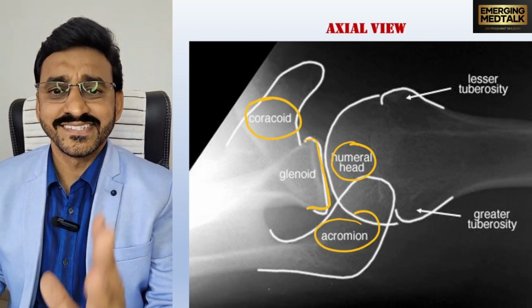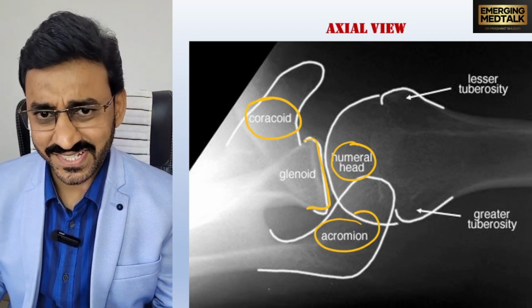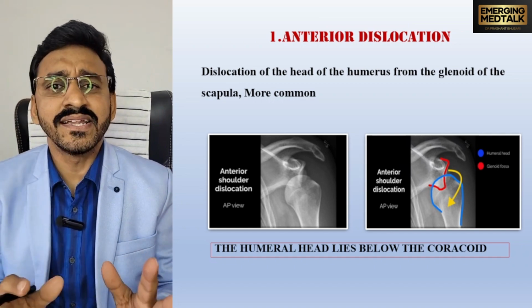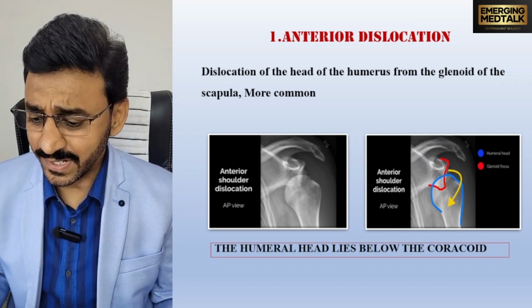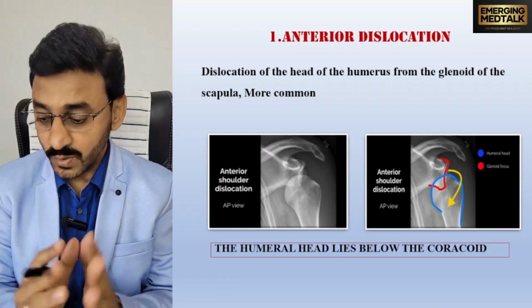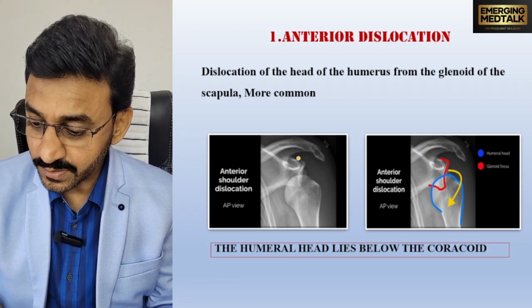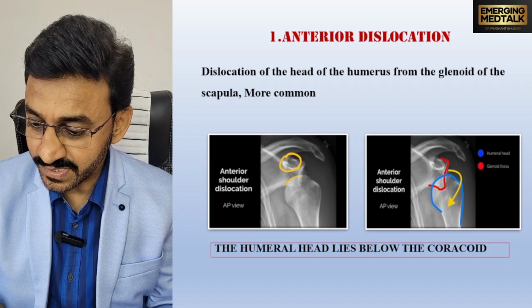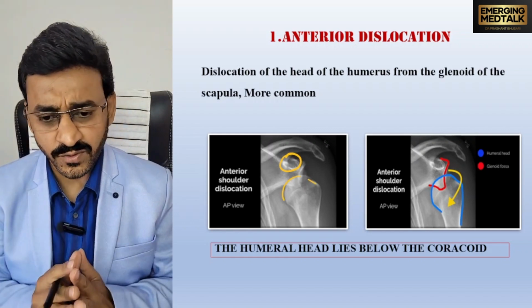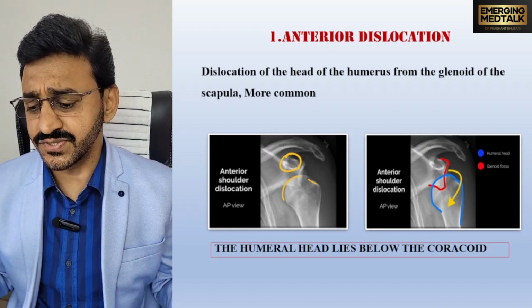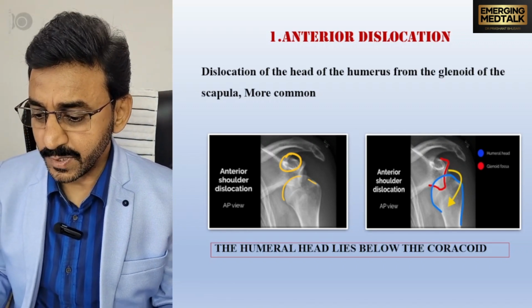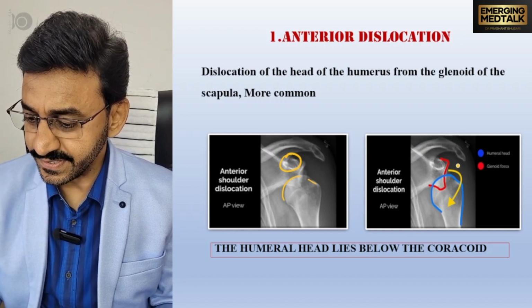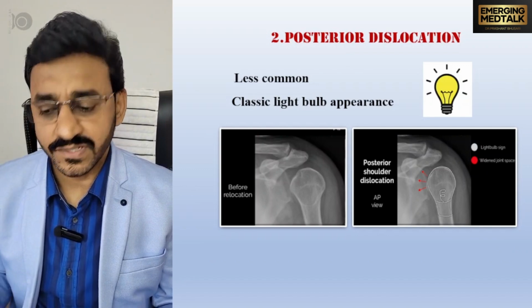Then we'll see some clinical conditions in brief. Very commonly there is anterior dislocation, more than 95%, and we can see the humeral head lies below the coracoid. Here is the coracoid process, here is the humeral head, the alignment is lost, and there is a dislocation anteriorly below the coracoid process. So this is anterior dislocation, very common.